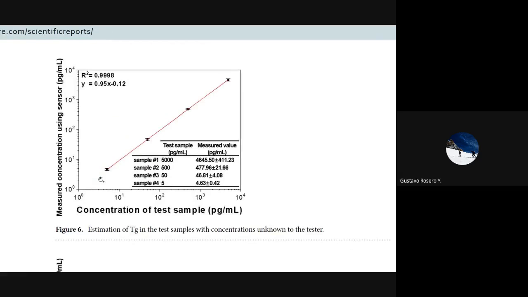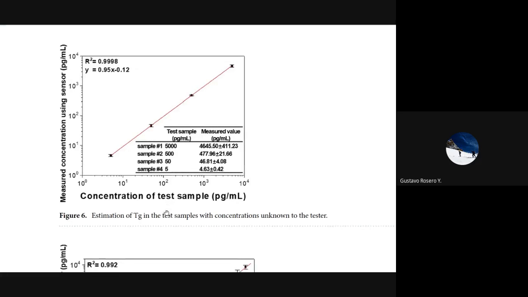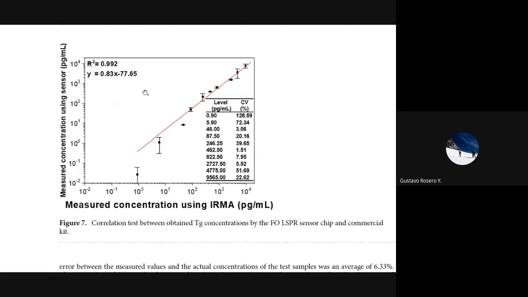they test with a commercial test that is in this figure. On the X axis they have the concentration of IRMA. This IRMA is the commercial test, and on the Y axis they have the sensor that they use, and they found that there is not a good correlation because the commercial test is not as sensitive as the sensor that they developed. For this reason, they conclude that this method is also good for detecting these levels of TG related with hypothyroidism, and this is the final conclusion.